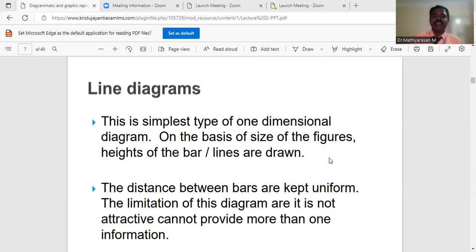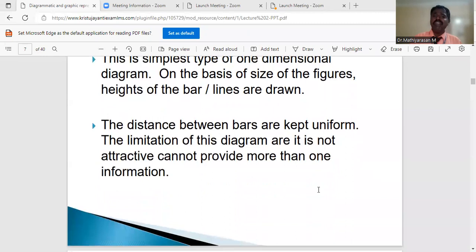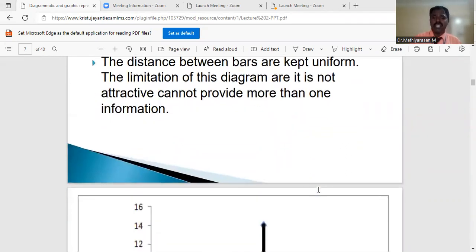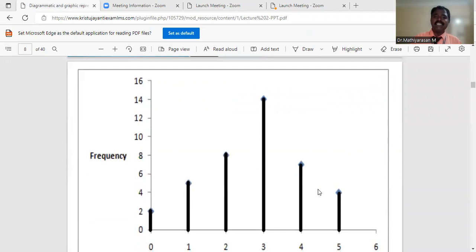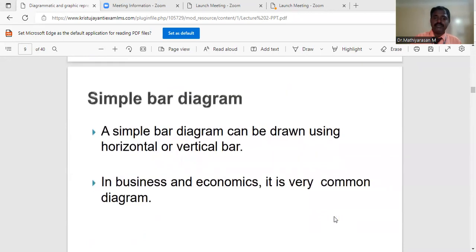On the basis of size of the figures, heights of the bar, or even lines are drawn. The distance between bars is kept uniform. The limitation of this diagram is that it is not attractive and cannot provide more than one piece of information. So this is the example for the line diagram. See here, the variables are represented with the help of a single line model. That is why it is known as line diagram.